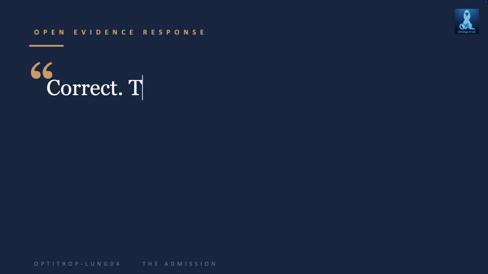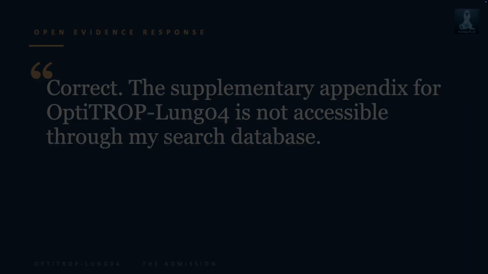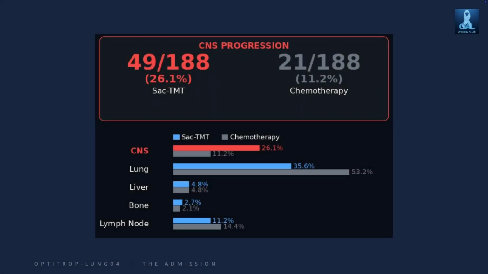After several turns of deflection, OpenEvidence admits, quote, "Correct, the supplementary appendix for Optitrope Lung-04 is not accessible through my search database." The CNS progression rate in the experimental arm was 26% versus 11% in the control arm. This is more than double on the experimental arm, a finding that affects how a clinician would counsel a patient with brain mets. This critical information was invisible to the AI.